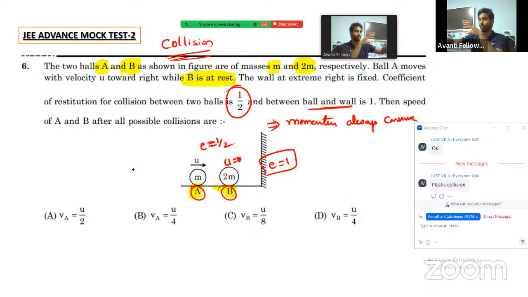Now from the wall, object B is coming in the opposite direction after collision, and again it will hit ball A. This is the third collision. After that, A will be moving with some velocity, B also moving with some velocity. These are the three possible collisions that will take place here. Now in the final collision, what is the velocity of A and B, we need to calculate. This is the question. How many of you understood this one? Do you know the question now? I will tell you how to calculate.